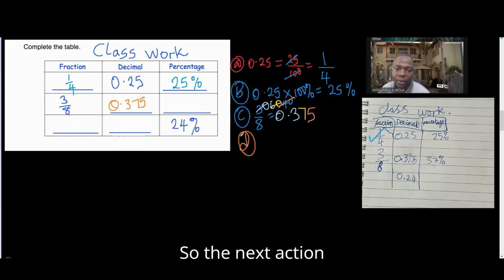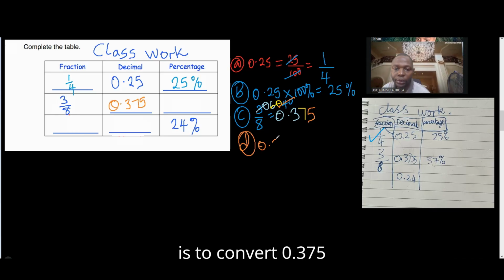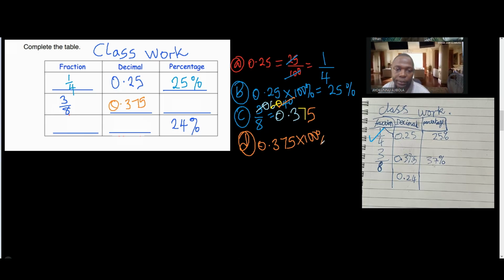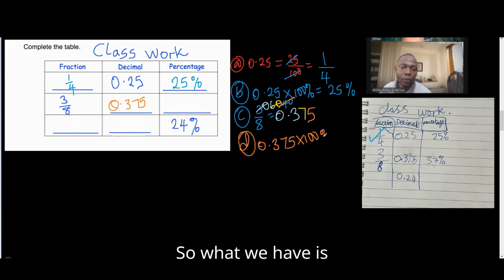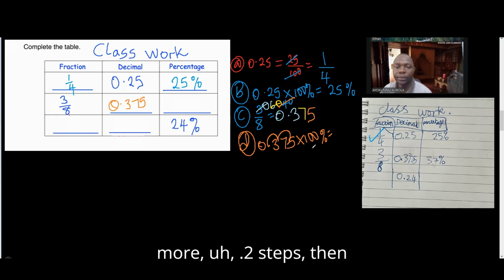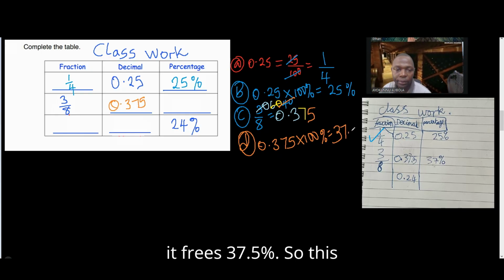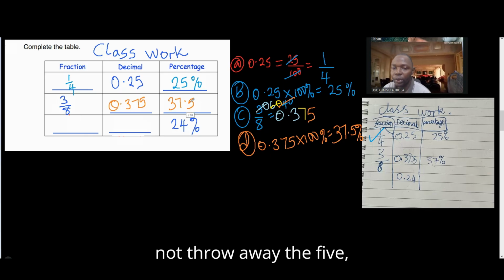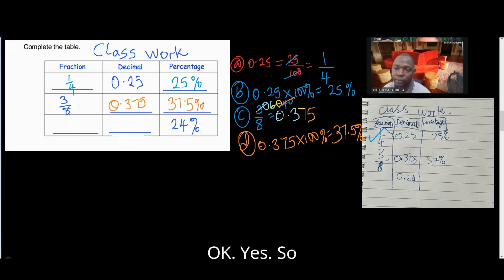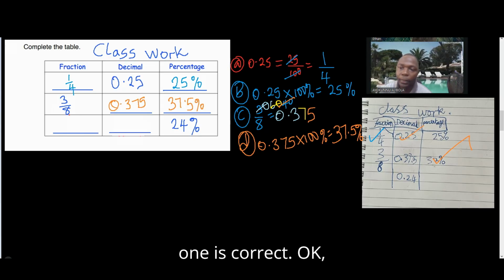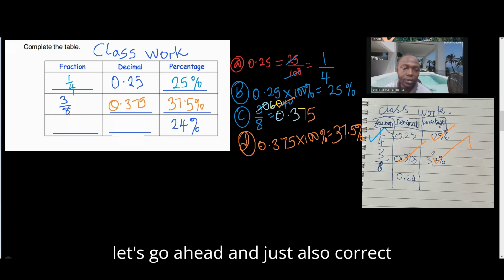So the next action is to convert 0.375 to percentage by multiplying by 100%. So we move our point 2 steps, and it gives 37.5 percent. So this is 37.5 because you will not throw away the 5. Yes. So I'll give you a half mark here. This one is correct. This one is also correct.